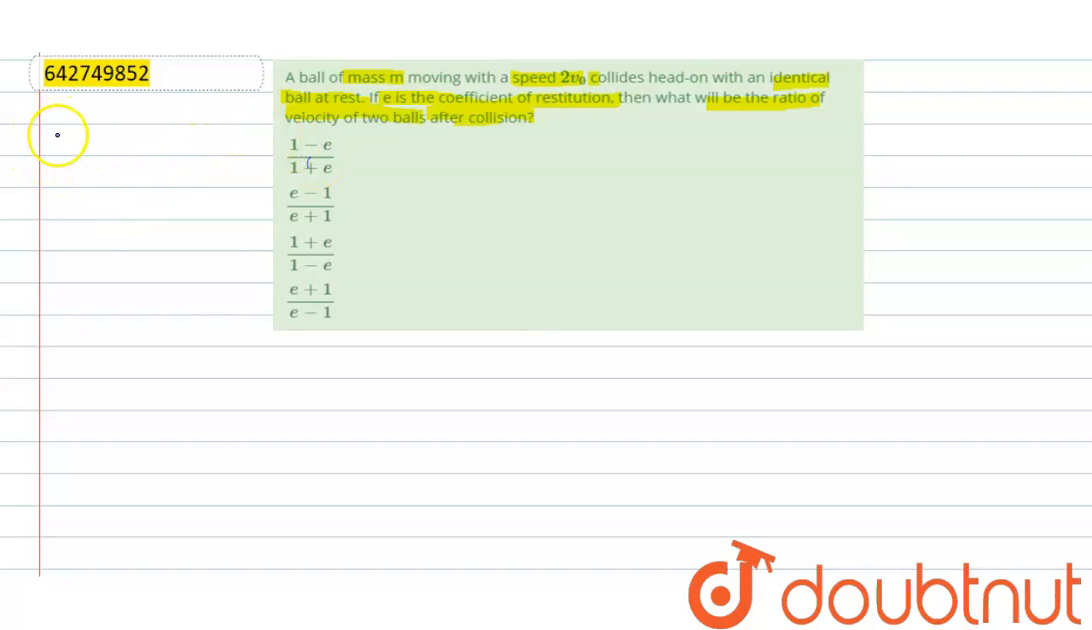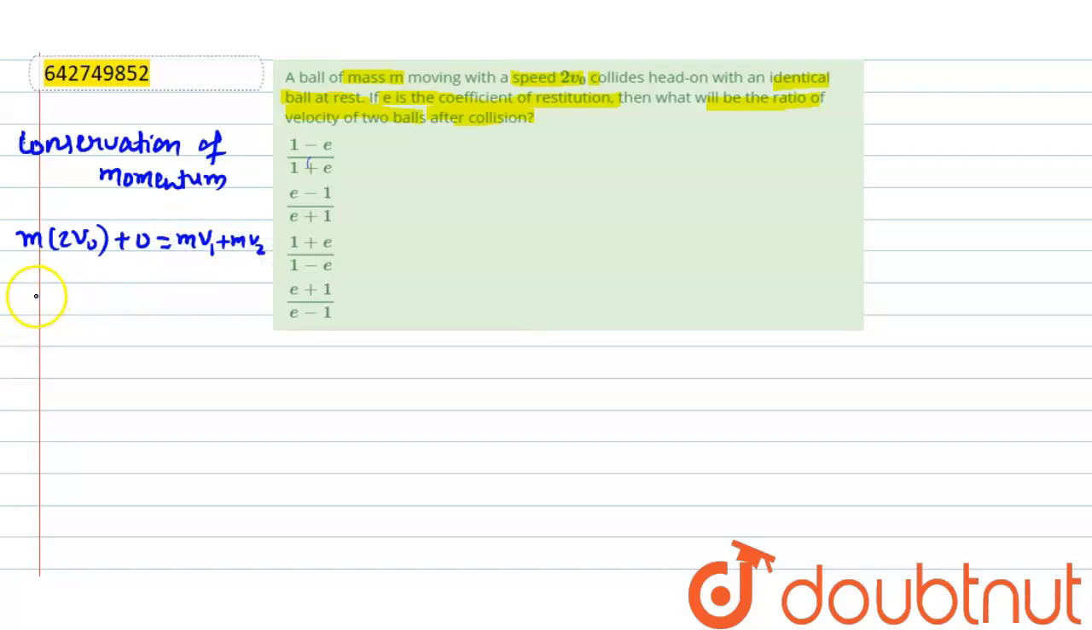By conservation of momentum, m into 2v0 plus 0 equals mv1 plus mv2. So v1 plus v2 equals 2v0, right?